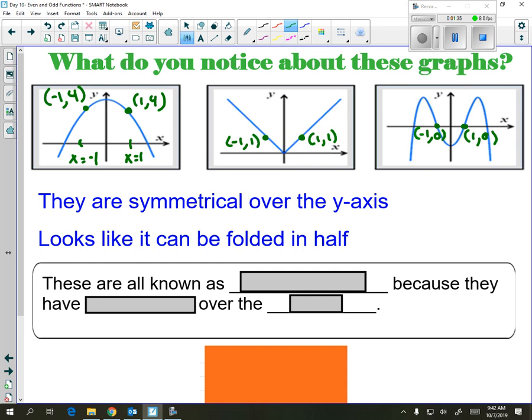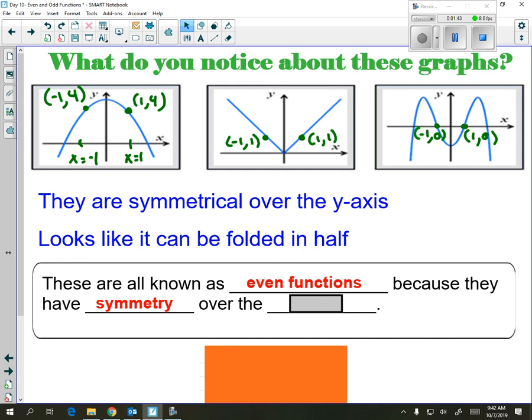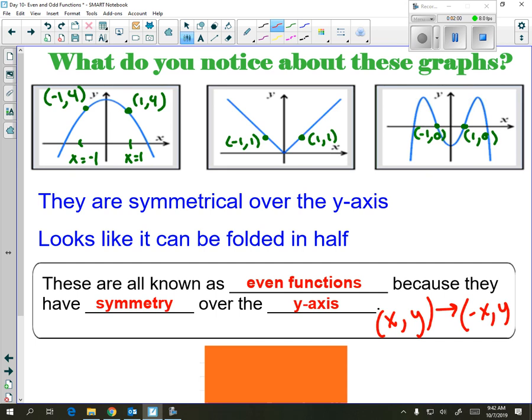Now, these functions that have these properties are specifically known as even functions because they have symmetry over the y-axis. That means when you have a coordinate x, y, you know that you're also going to have the coordinate -x, y. So if I told you an even function had 2, 3, I should know that another point on that equation is -2, 3.